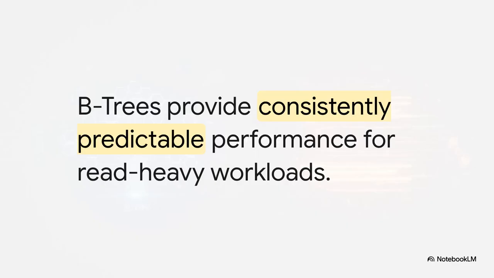So, the crucial point is this. B-trees provide consistently predictable, blazing fast performance for read-heavy workloads. Why? Because they avoid checking multiple data structures. Think about it. An LSM tree might have to check the memtable and then rummage through multiple different SSTable files at various stages of compaction just to find one single record. A B-tree just traverses its clean, neatly organized tree in a highly predictable manner every single time.